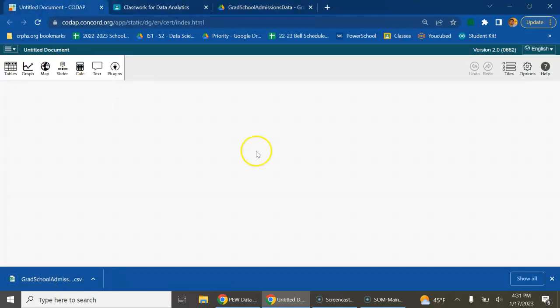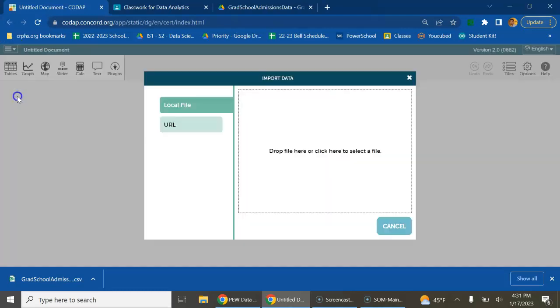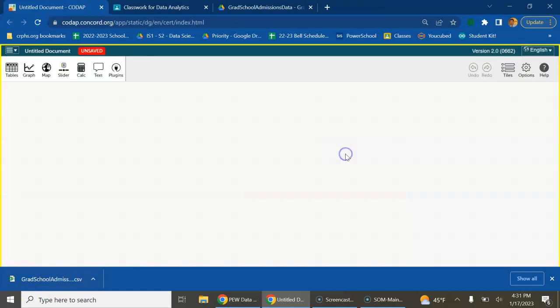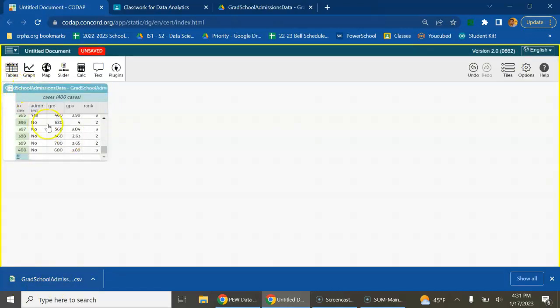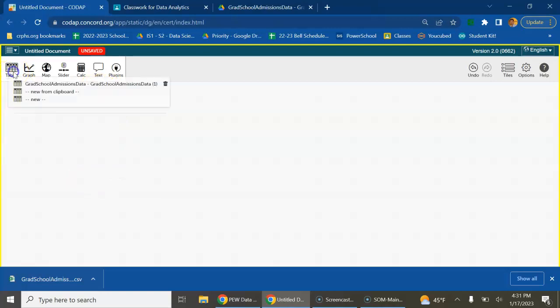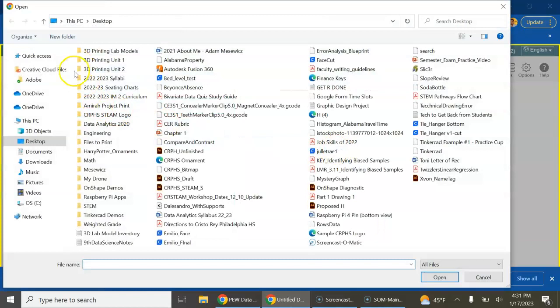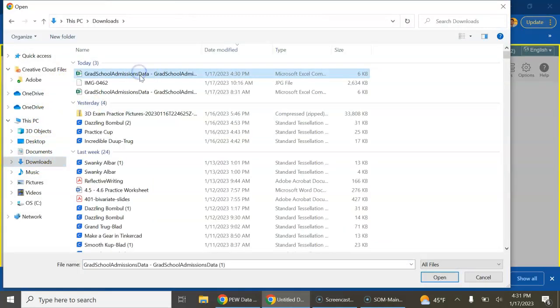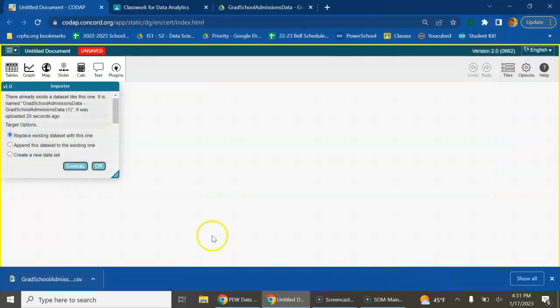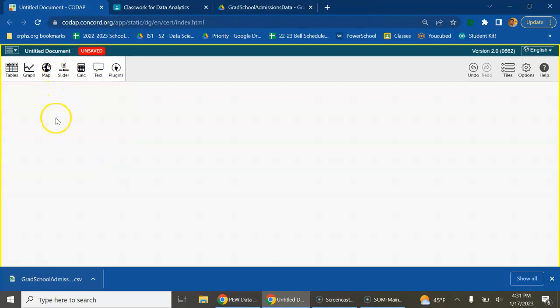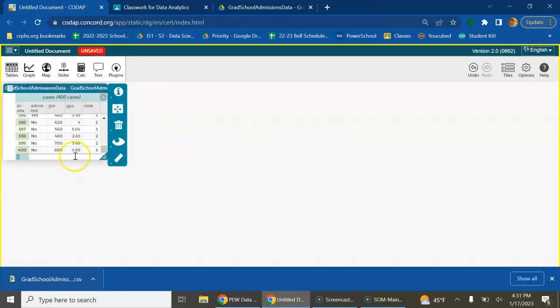And then you can go back to CODAP, and in your new document, you'll import some data, and it's going to be a local file. If you have it, you can just click and drag it. The other thing you could do is just click on that space. So let's say I didn't do this. The other way that I could get that data, if we import, is by clicking in this space and then actually finding that in your downloads. So either way, whatever works for you. Oh, looks like I'm going to replace the existing set with this one. Cool. All right, so we've got that data imported.